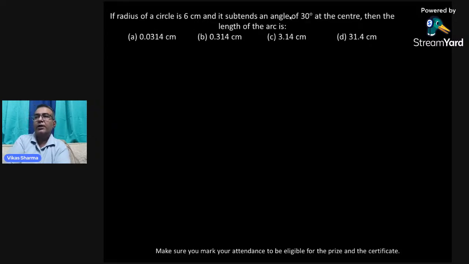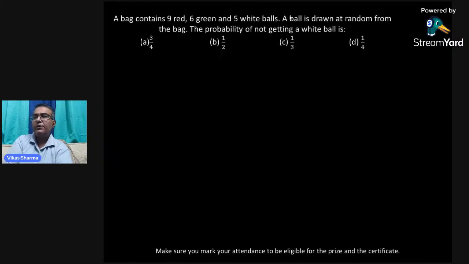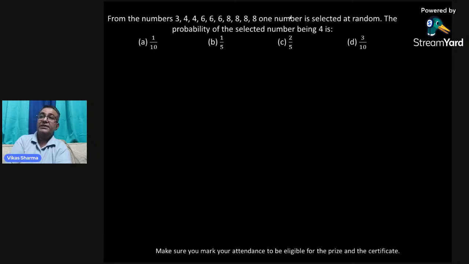Question number 14 is again circles, areas related to circles, where you need to find the length of the arc. Question number 15 is again area related to circles, or areas related to circles. Question number 16 is probability. Question number 17 is again probability.